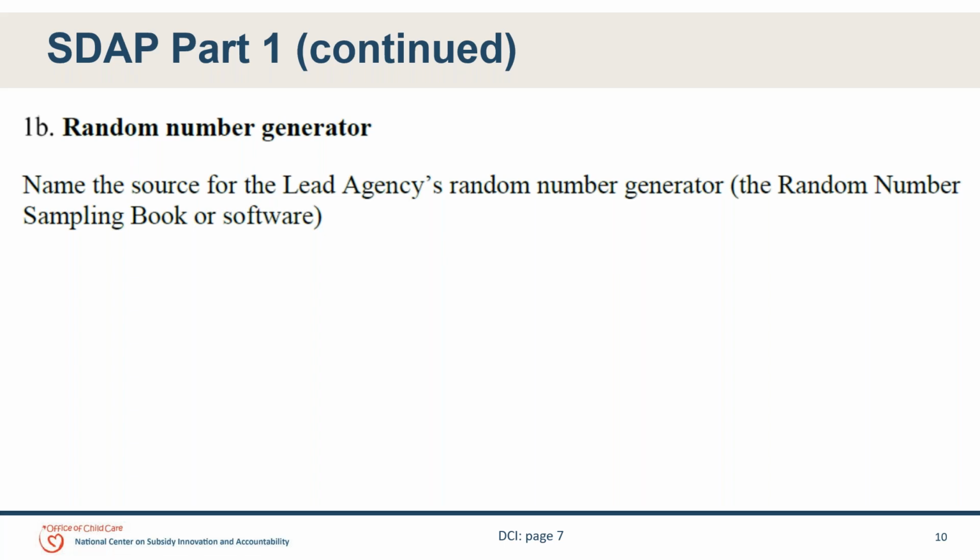A lot of lead agencies use the RAND function of Excel to get their random number, but you can use anything else. Some lead agencies have a function in their database to draw a random number, or you can even just use a website to get a random number. Any of those are acceptable, so just let us know what you're planning to do.